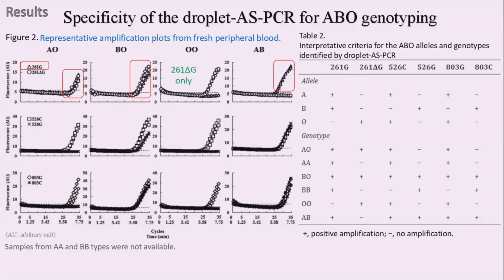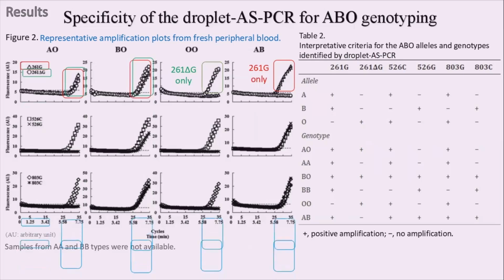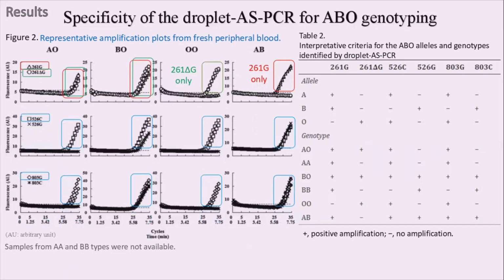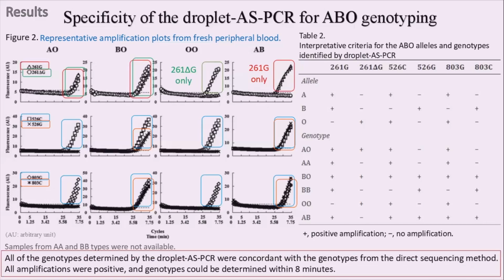Amplification for 261 delta G was observed in AO, BO, and OO types, but not in AB type, where only 261G was present. Amplification for 526C and 803G were detected in all genotype tests as expected. Amplification for 526G and 803C were detected in BO and AB types, but not in the AO and OO types. All of the genotypes determined by the droplet-based PCR were concordant with the genotypes from the direct sequencing method. All amplification was observed within 8 minutes.